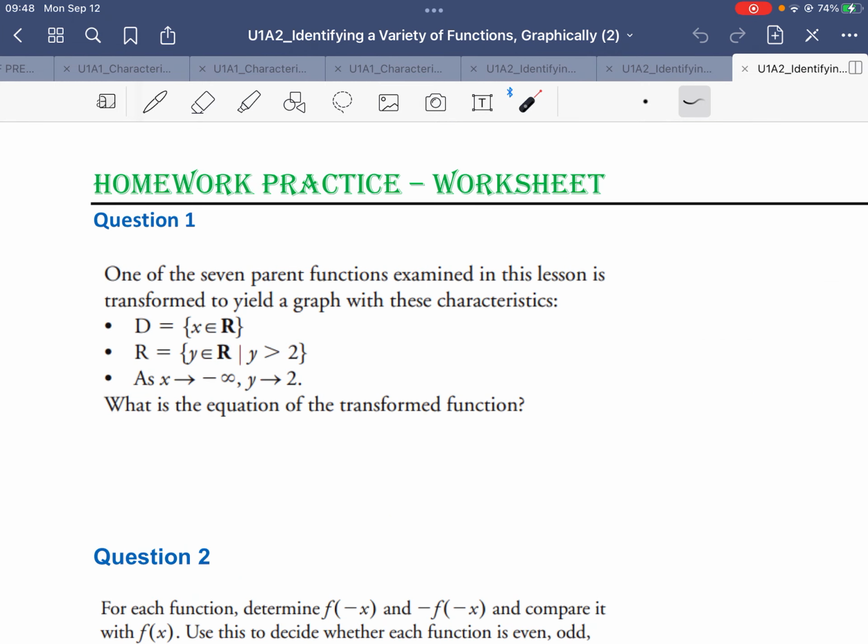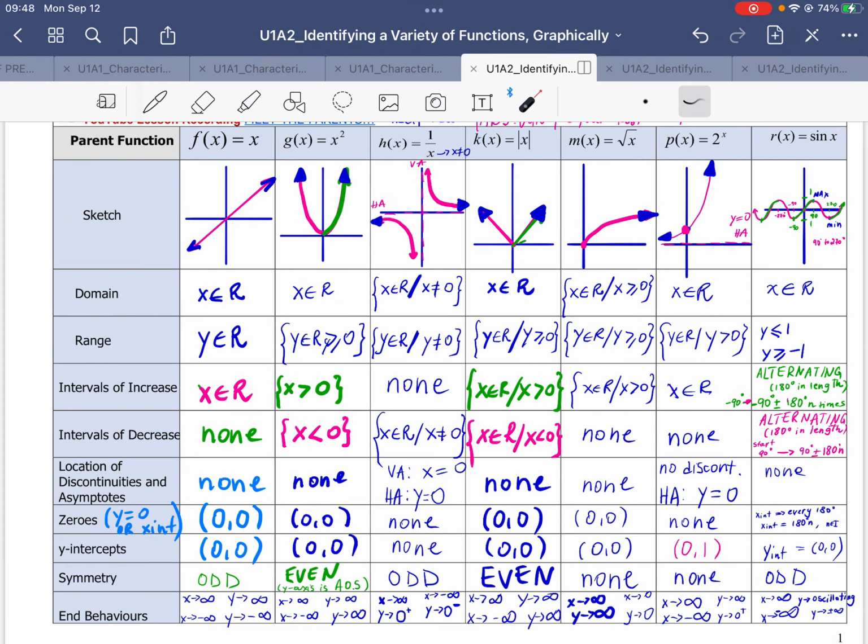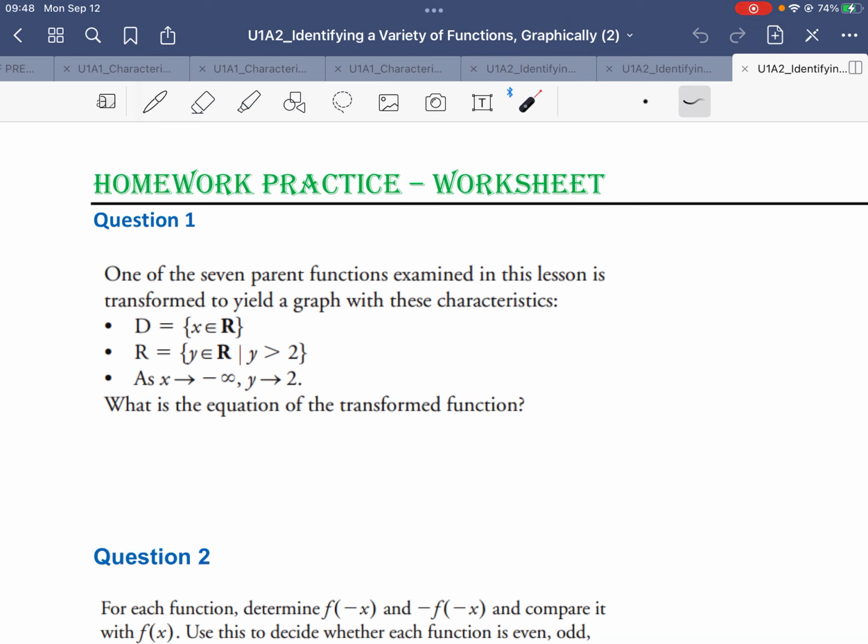So the first question says that one of the 7 parent functions examined in this lesson is transformed to yield a graph with the following characteristics. So one of the 7 parent functions means one of the 7 functions that are described on this chart. 1, 2, 3, 4, 5, 6, 7. So the first piece of information given is that the domain is any real number x.